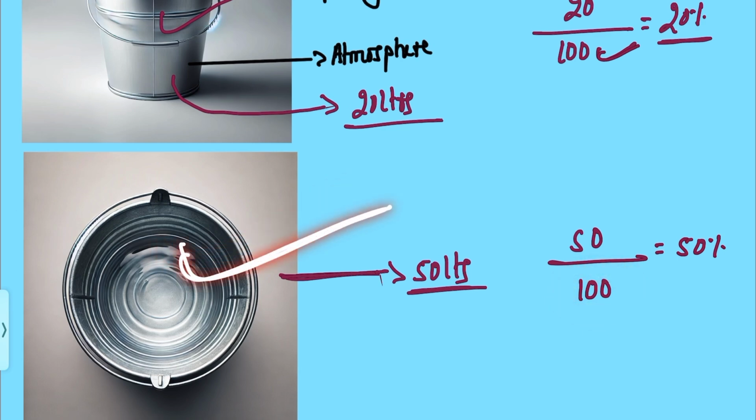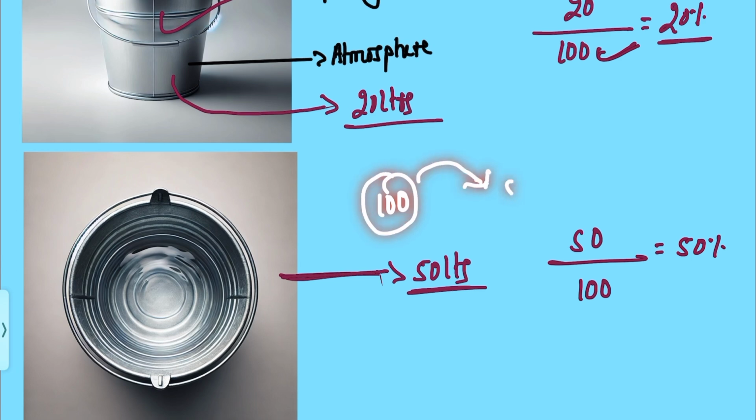Because the carrying capacity is 100 liters and this bucket is representing the atmosphere, it has 50 liters of water. Meaning against the total capacity, which is 100 liters, how much water is presently there? 50 liters, right? So the relative humidity is 50%.